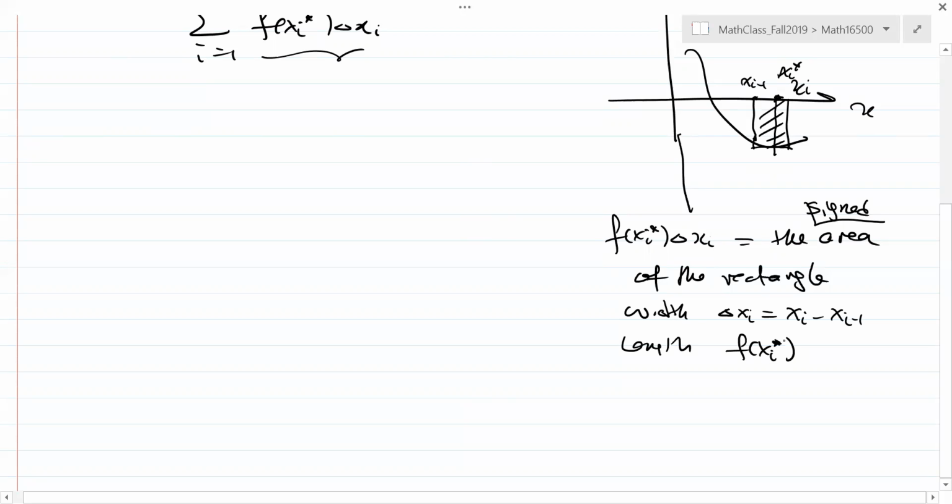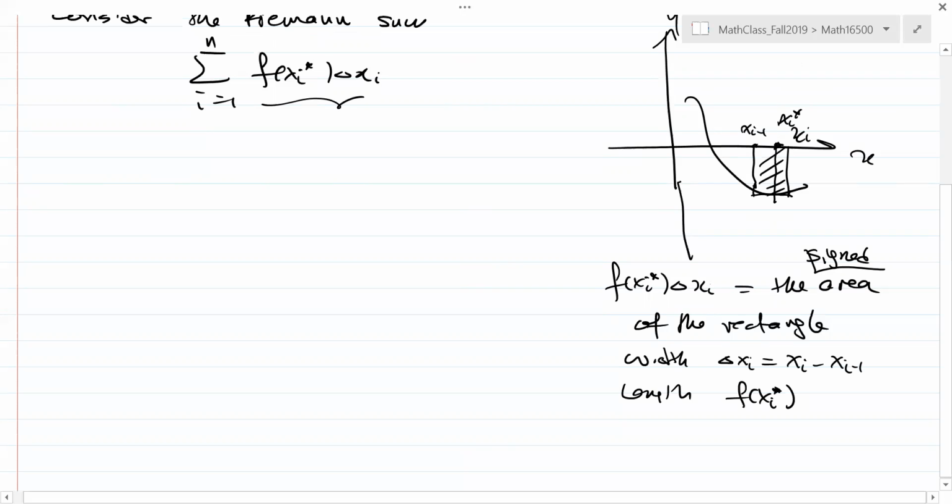The absolute value is just the area of that rectangle. Because f of x is negative, if we drop the negative sign, then this is just a positive number, which is the area of this rectangle. Or you put a negative sign, that's fine, we call it the negative area of the rectangle. So we add them together, and I call that the Riemann sum.